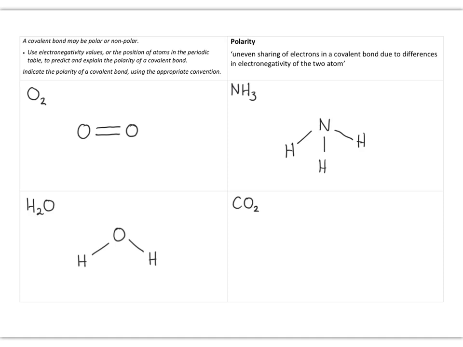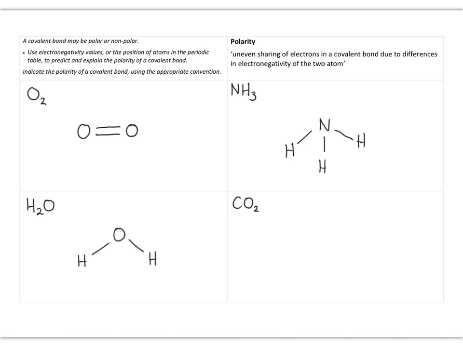So polarity in a bond occurs because of the uneven sharing of electrons in a covalent bond due to differences in the electronegativity of the two atoms. So let's look at those three examples we looked at in the previous video. Firstly, oxygen, water, and NH3 ammonia. And I'll also do one more example in a little bit more detail.